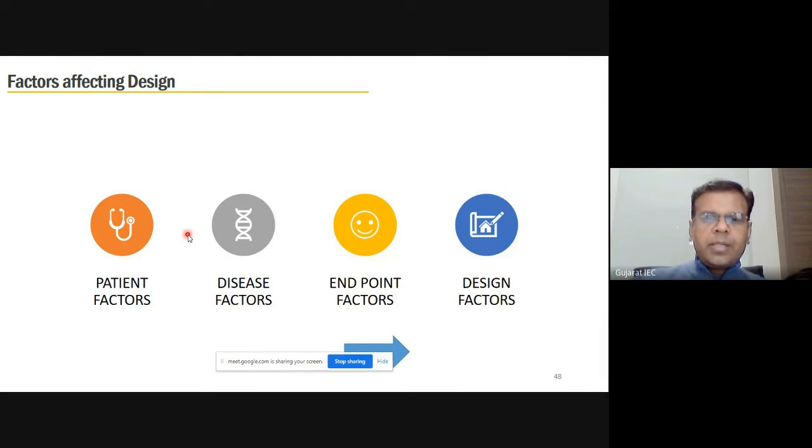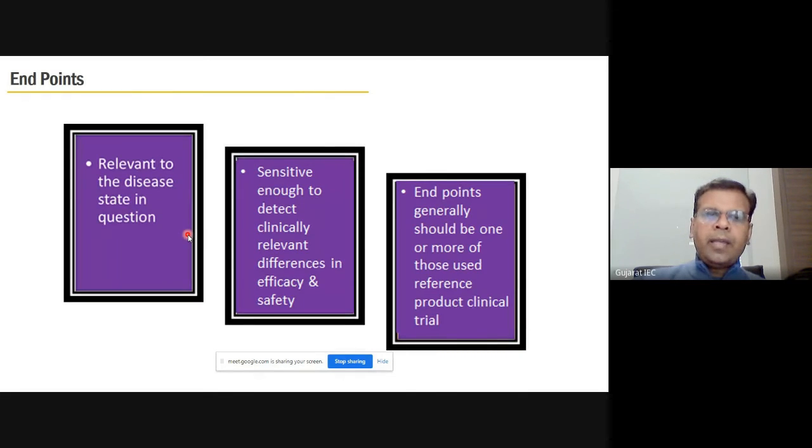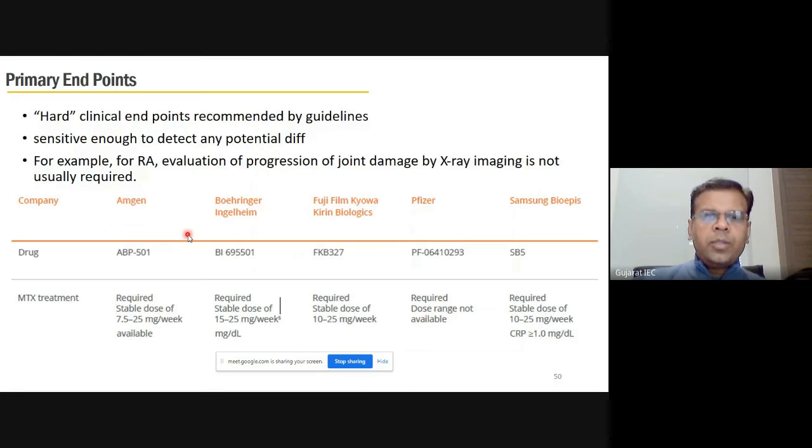So, as I was just mentioning, we have these disease-related factors which also affect, and we come on to the endpoint factors. These are relevant to the disease state in question. It could be how advanced the disease is, which would affect the efficacy of the formulation. There are some hard endpoints recommended by guidelines, which are sensitive enough to detect any difference.